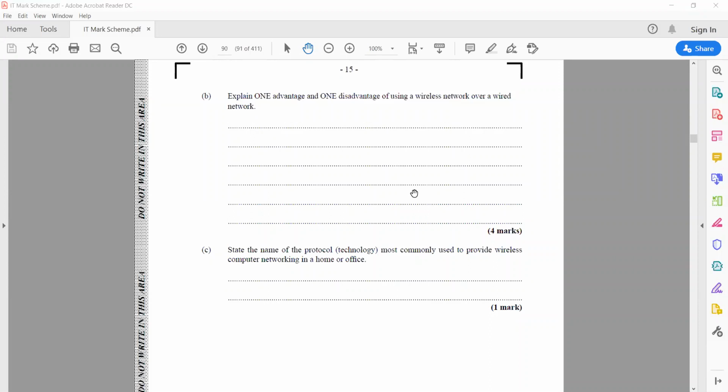Now, state the name of the protocol or technology most commonly used to provide wireless computer networking in a home or office. Wi-Fi. Right, so Wi-Fi. Do you all remember what Wi-Fi stands for? Wireless fidelity. Wi-Fi, wireless fidelity. Right, so that's what Wi-Fi stands for.